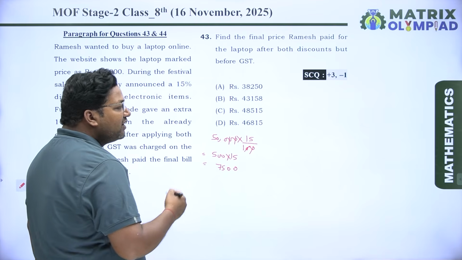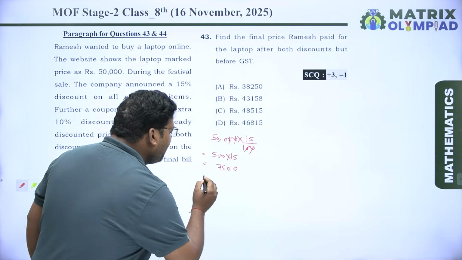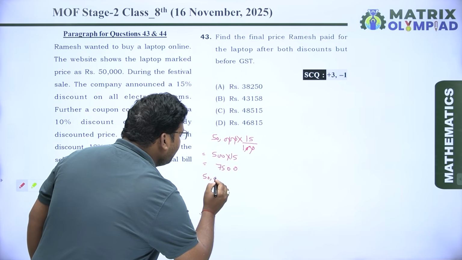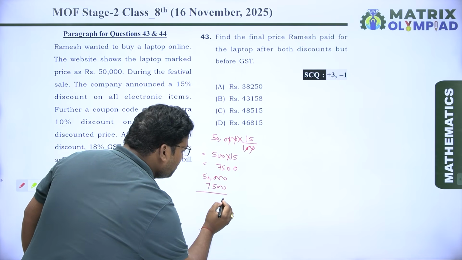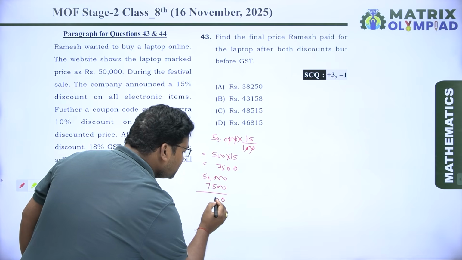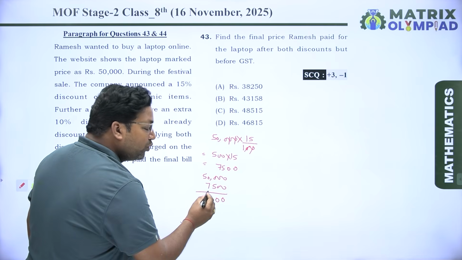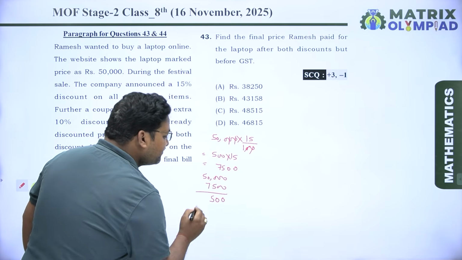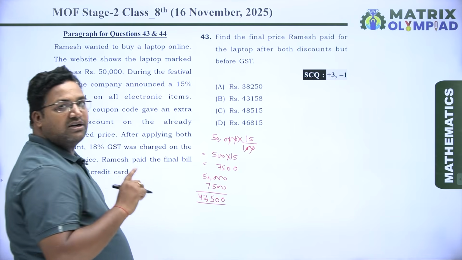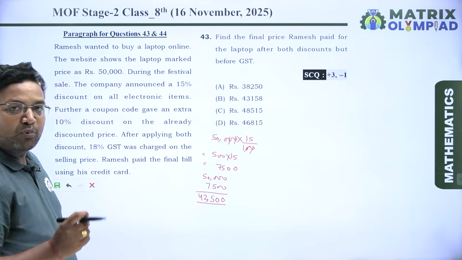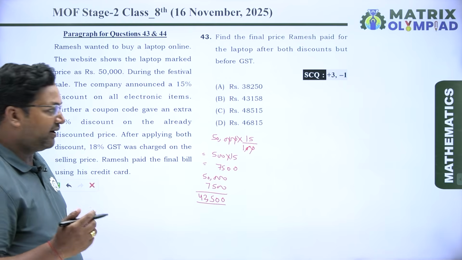So after the 15% discount, the laptop price is 50,000 minus 7,500. 0 minus 0 is 0, 0 minus 0 is 0. Here we have to take a borrow. So it is 10, 10 minus 5 is 5, 9 minus 7 is 2, and it is 4. So after the 15% discount, the price of the laptop is 42,500.